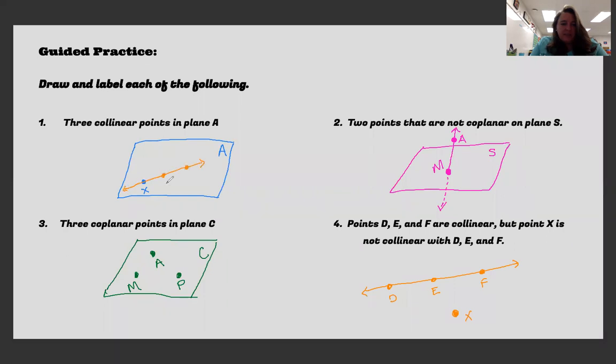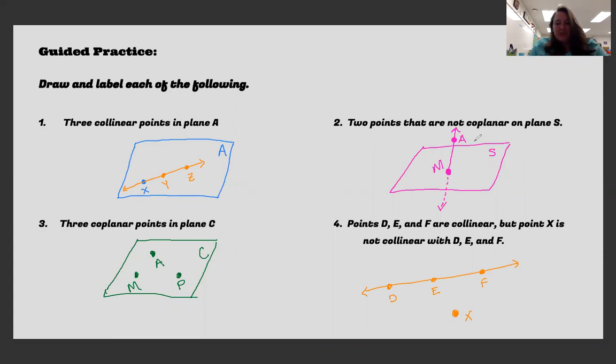And then those 3 points need to be drawn on the line. So X, Y, Z. So these 3 points are on the line and the line is on plane A. The second one says 2 points that are not coplanar on plane S.